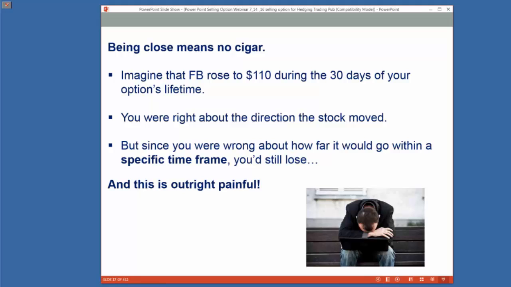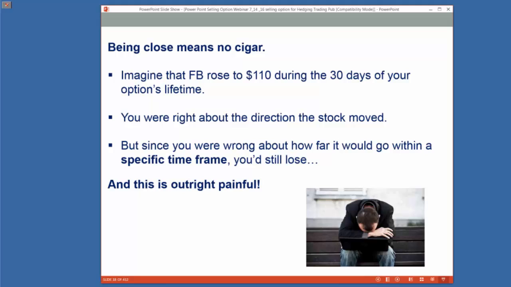So in order to make money on out-of-the-money options, you either need to outwit the market or, in most cases, just get plain lucky. And that's kind of the next thing: being close means no cigar. We used to always kid around in the trading room that there's a line in an old blues song that says, if I had no bad luck, I'd have no luck at all. And that kind of tells you which way that luck usually falls for you.